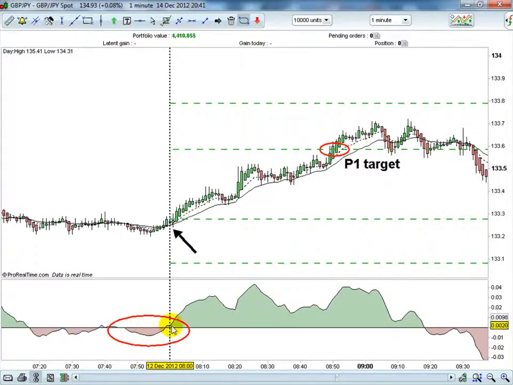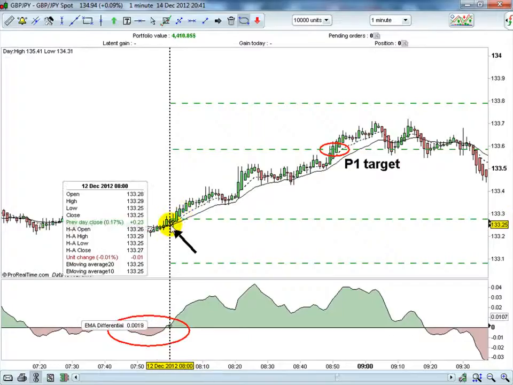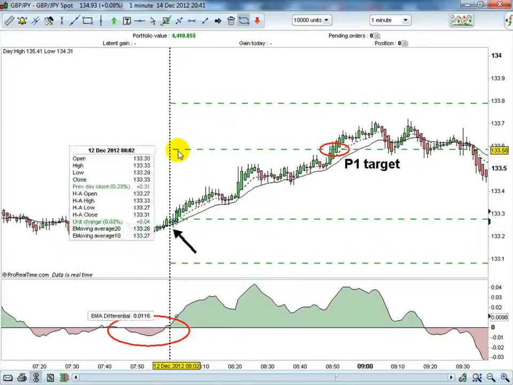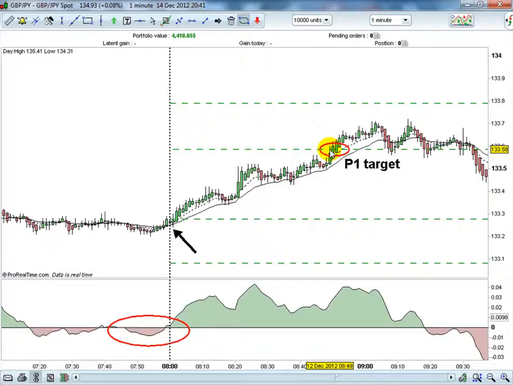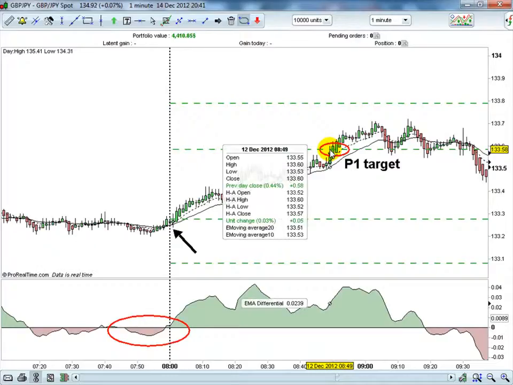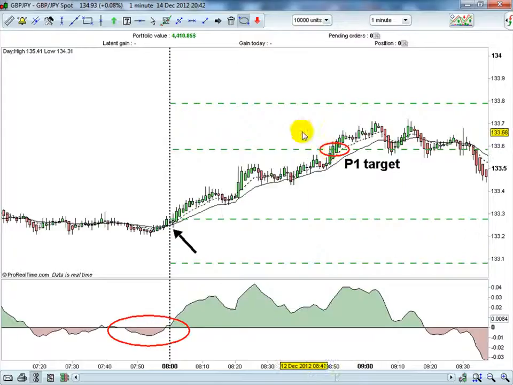And so when MACD crosses back above the 0 line, which is the same thing as the underlying moving averages crossing above, 10 EMA above 20 EMA, we have a potential entry trigger right there. And that is, again, 8 a.m. GMT, December 12th at 133.28. The P1 target is 30 pips above, which was hit right here, 8:49 a.m. So less than an hour later, we got 30 pips and a risk-free position.